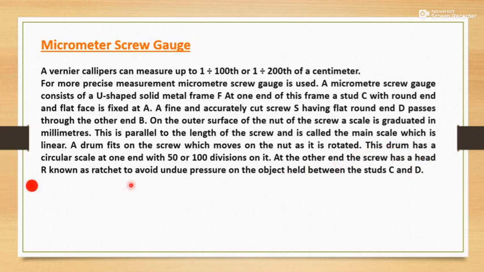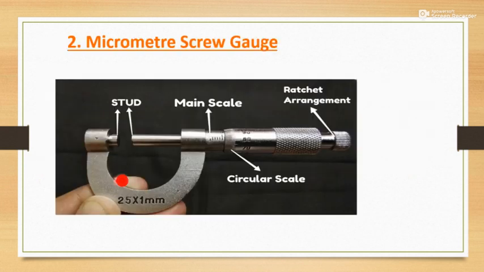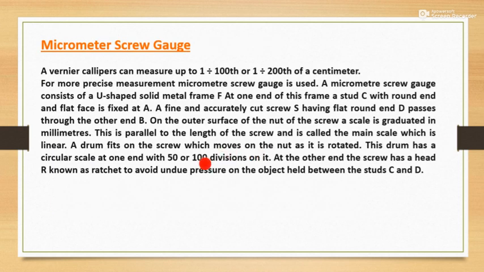This drum has a circular scale at one end with 50 or 100 divisions on it. Now you can see here 70, 80, 90 and 100. It means the circular scale reading depends on the type of micrometer screw gauge: some have 50 divisions, and some micrometer screw gauges have 100 divisions. It depends upon which type of screw gauge, but a maximum of 100 divisions is commonly used.